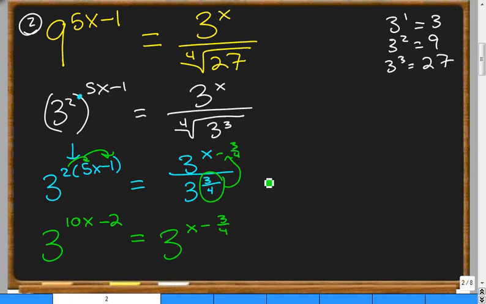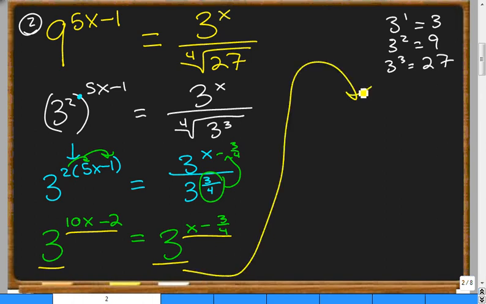Okay, these are the same statements. I've just simplified. So now what I've got is the same base, and two exponents that look different. So now I need to solve. Because they have the same base, I can say that one of their exponents, 10x minus 2, equals the other, which is x minus 3/4.